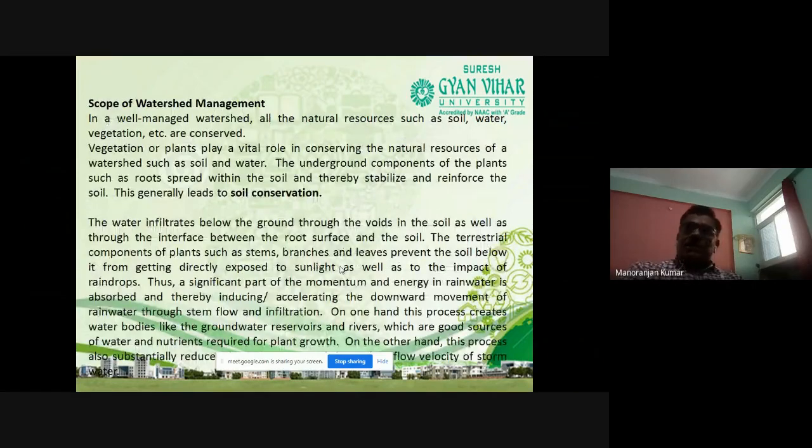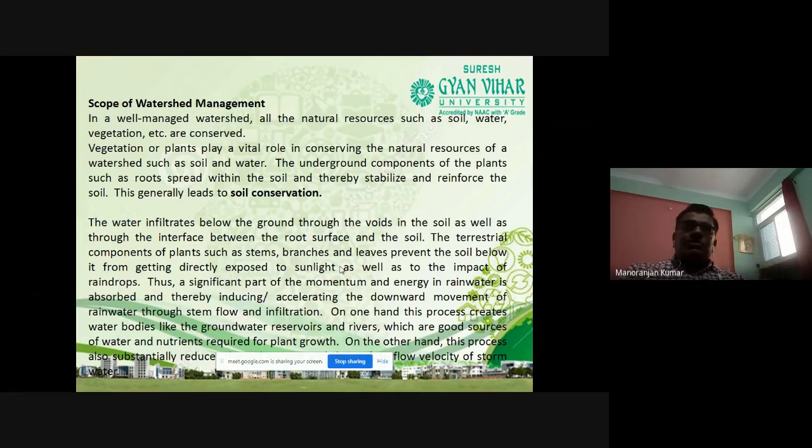Now we will discuss the scope of the watershed. Why is watershed management important? Why is watershed management necessary? What is its scope? In a well-managed watershed, all the natural resources such as soil, water, vegetation are conserved. In the well-managed watershed, all these natural resources, soil, water, and vegetation are conserved.